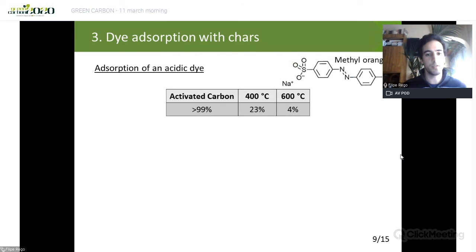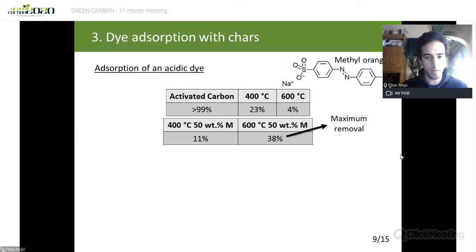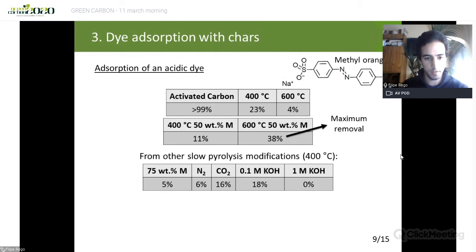And then when I tested different chars from the modifications, I found that the maximum removal of all was 38%, and this was achieved with a 600-degree char at one of the elevated moisture contents. So this was the maximum removal of all the chars I produced. In terms of the other modifications, at 400 degrees there was a decrease in the adsorption capacity with the modifications, and even one of the chars did not remove this dye at all. And at 600, there was no increase besides the 38%, which was the maximum.